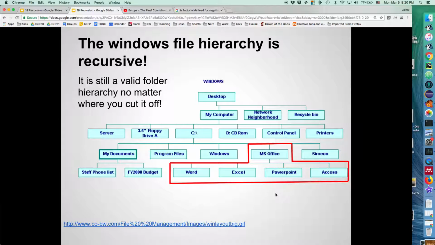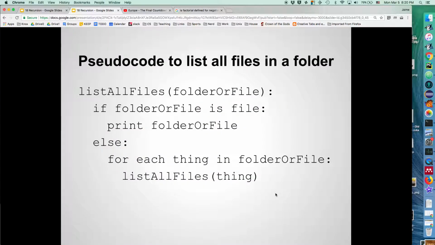That's totally fine. So here's some pseudocode. I say it's pseudocode because it's not real code. It's just the general idea of how a function like this might work. Suppose we want to list all files that are in something that's either a folder or a file. Well, if folder or file is a file, then just print it, right? Because we're just listing everything that's in there. Well, if it's a file, I can't do anything else with that other than just print it. Now I'm done. Well, if it's not a file, what do we do? Well, that means it's a folder, so for each thing that's in folder or file, where thing itself is either a folder or a file, call the function again.